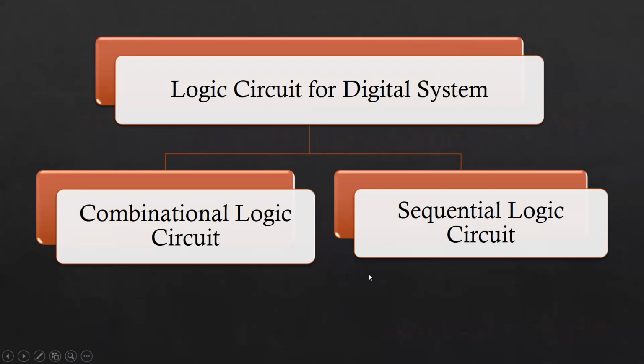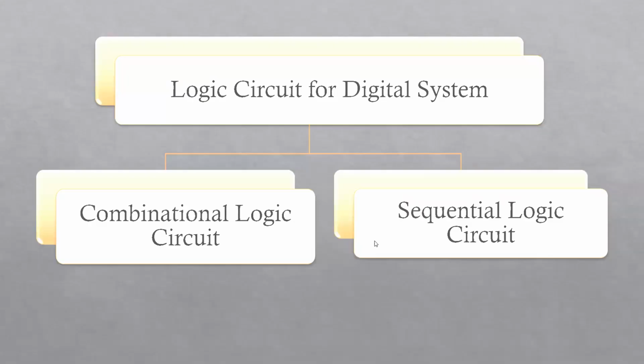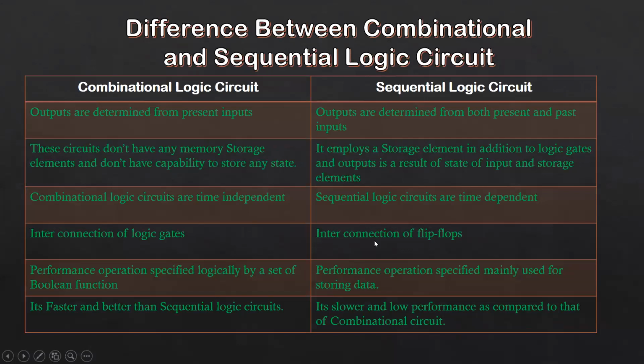When we consider the logic circuit for digital system, mainly we can divide that into two types. They are combinational circuit and sequential logic circuit. The main difference between them is that combinational circuit outputs are determined from present inputs. So it depends only on the present input.